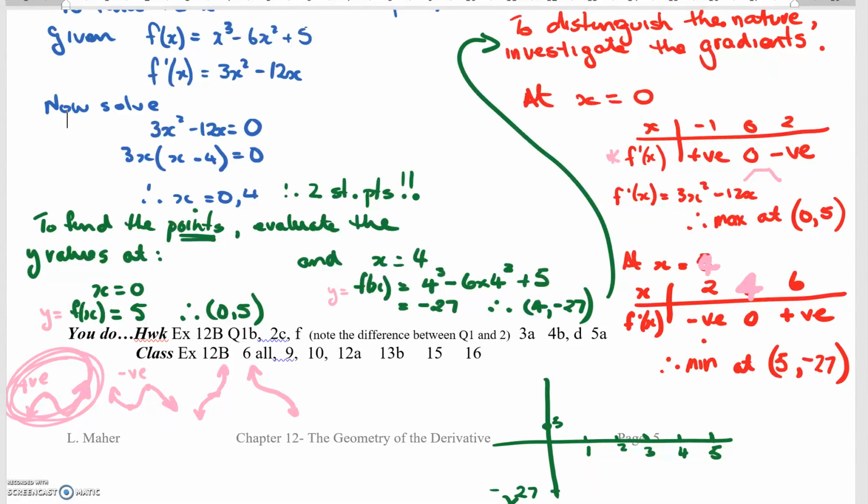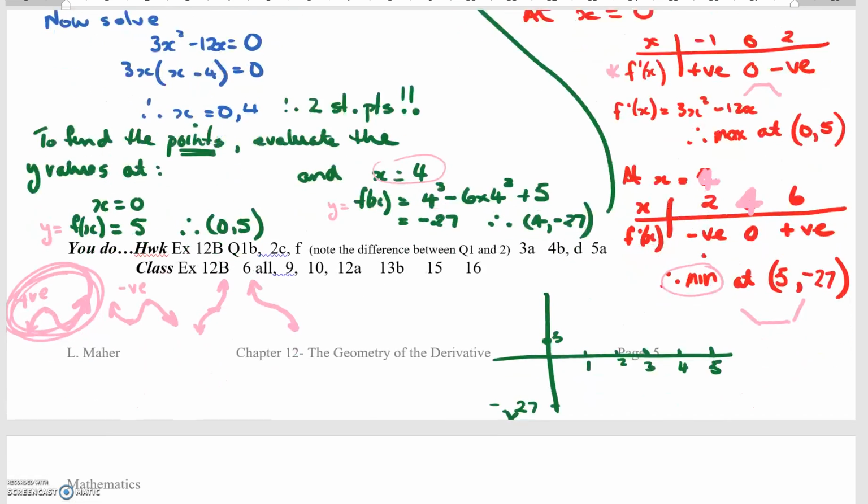At x is equal to 4, we're going either side. When we sub 2 in, we get a negative, so the gradient is negative, then it's 0, and then it's a positive, and you can see this is a minimum.